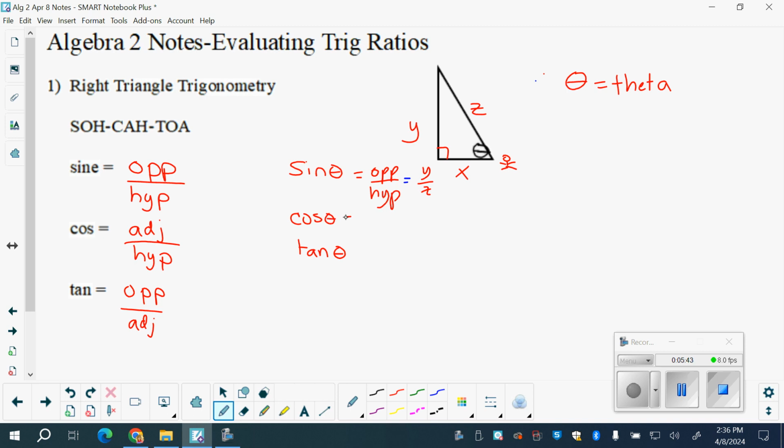I will not give you what these ratios are. You will need to memorize the SOHCAHTOA if you don't already have it memorized. That's how you're going to remember what those ratios are. I won't give that to you on a test. So cosine theta is adjacent over hypotenuse.